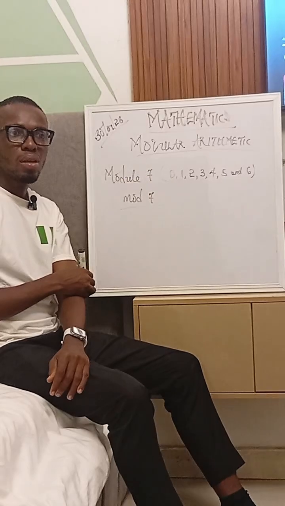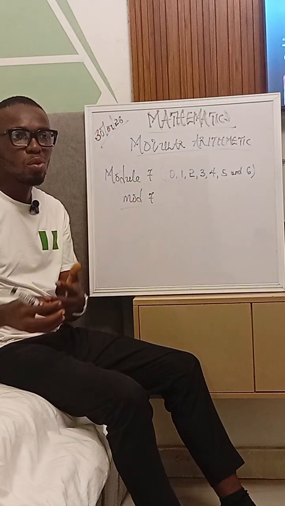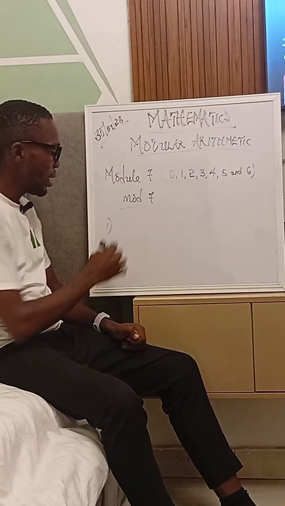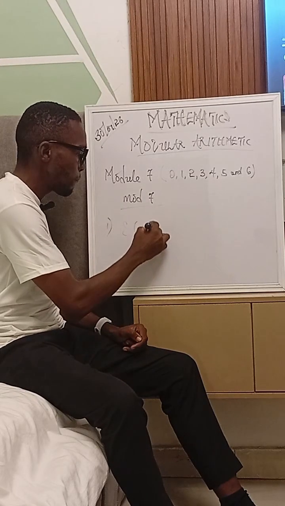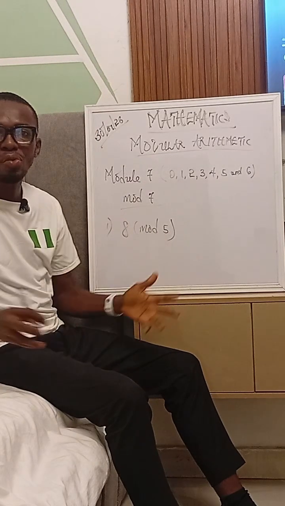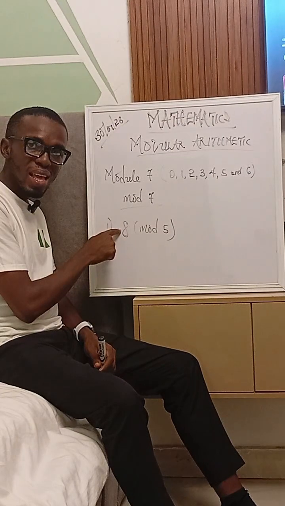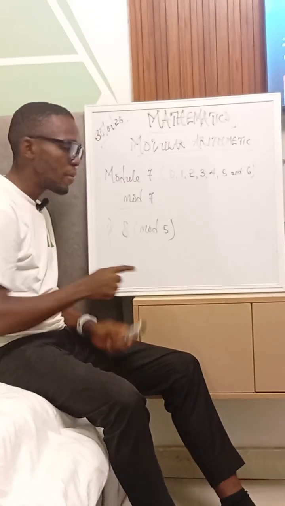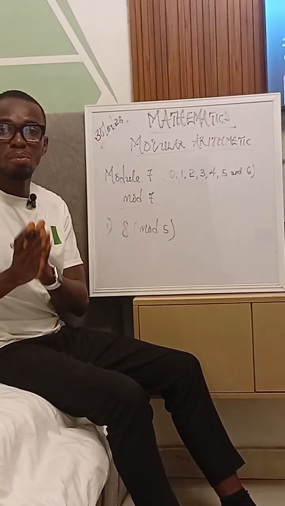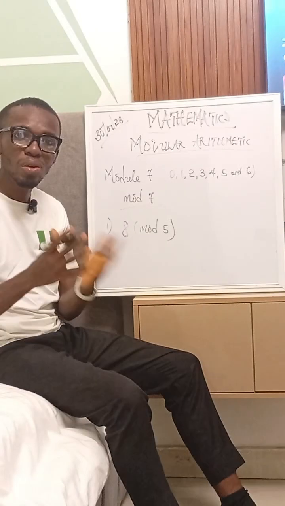Let me give more examples to make this clearer. Sometimes they could give you questions and just tell you to simplify this mod. Maybe for instance, they give something like simplify 8 mod 5. If you are to do this, first you ask yourself: mod 5, what should be the set of numbers in mod 5? 0 to 4. It should not exceed 4.